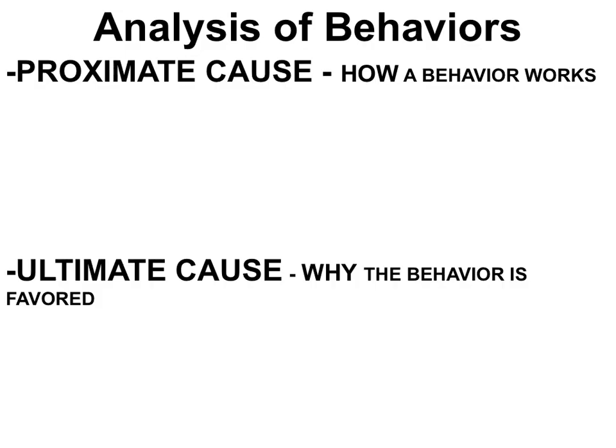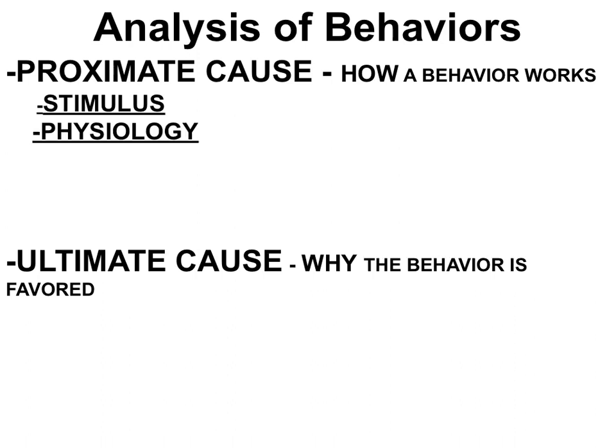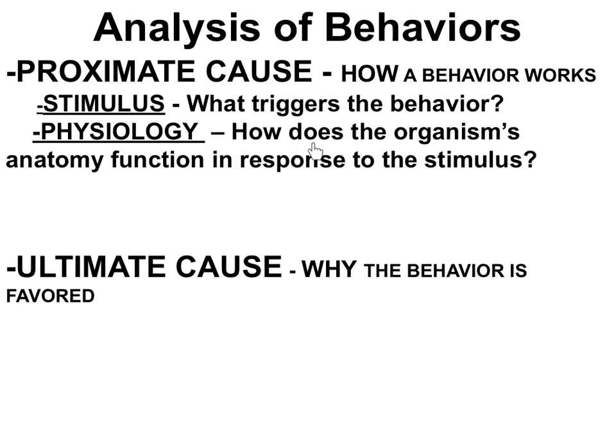The next thing that I want to introduce is how to analyze the cause of behaviors. Behavior ecologists break down behavior into two causes: proximate cause and ultimate cause. Proximate cause is how a behavior works, and ultimate cause is why the behavior is evolutionarily favored. Think of proximate cause as a description of the stimulus and physiology of the behavior. The stimulus is what triggers or causes the behavior to be set off in the first place. Physiology is just how an organism's anatomical parts have changed function as a result of the stimulus.